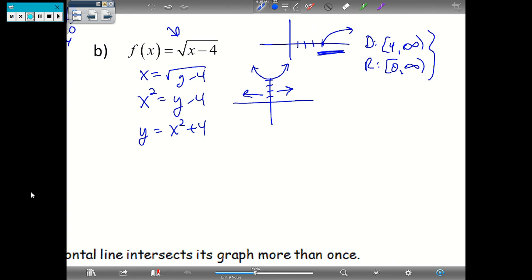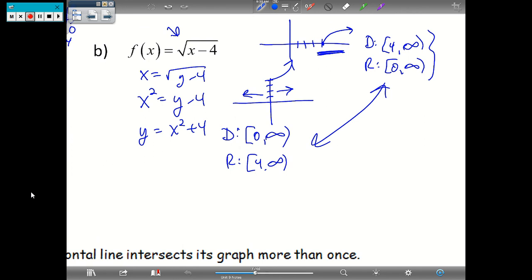So, okay, we are going to restrict this, and we're going to say its domain is 0 to infinity. Okay, so let's redraw this. So we really only want this side. And its range is going to be from 4 to infinity. I'm just, again, reversing those. Okay, how are we? We okay? Okay.